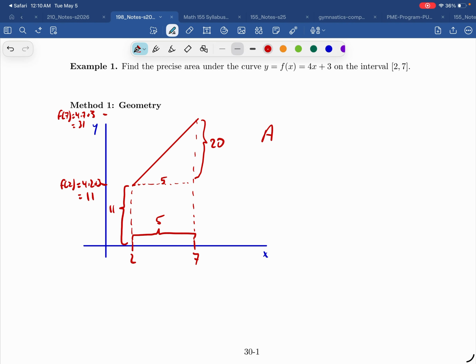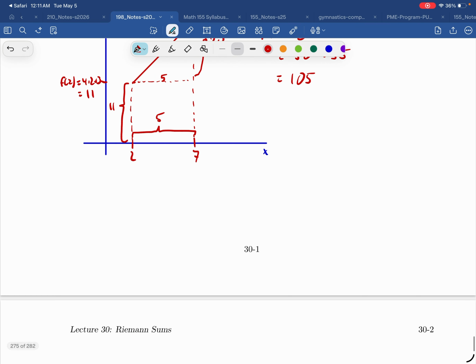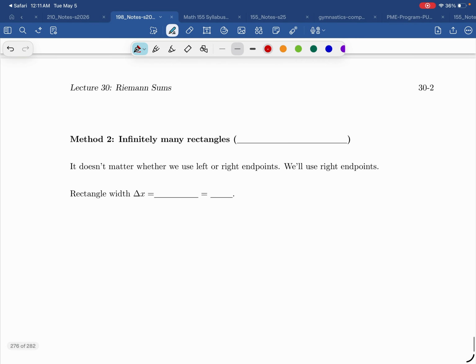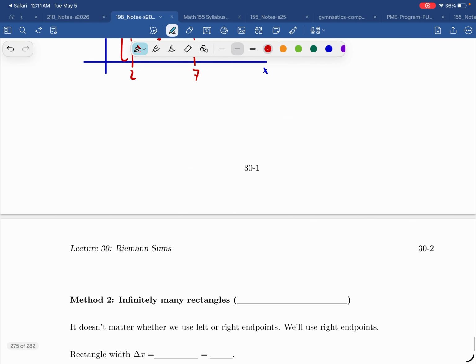Okay, so the area is going to equal 1/2 base times height plus base times height, or length times width, or whatever you want to say. So anyway, this is 50 plus 55 for a good old-fashioned 105. And that is the precise area, no approximation. Now that was a pretty straightforward shape, so we were able to get away with it geometrically. But let's look at the rectangle method and see if we can find a precise, exact way to do it.